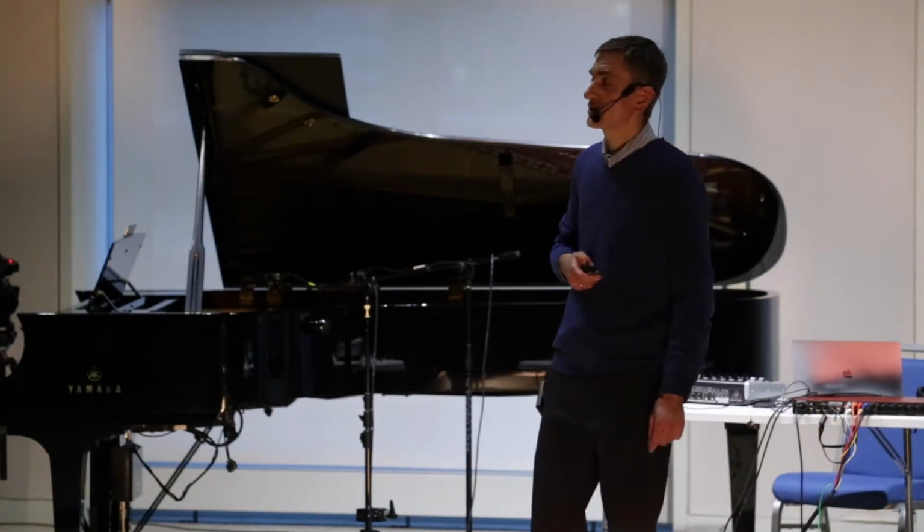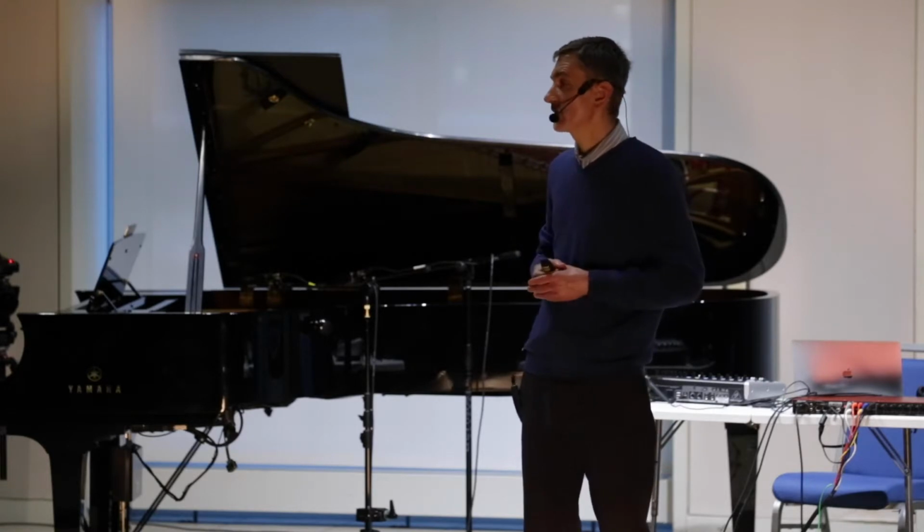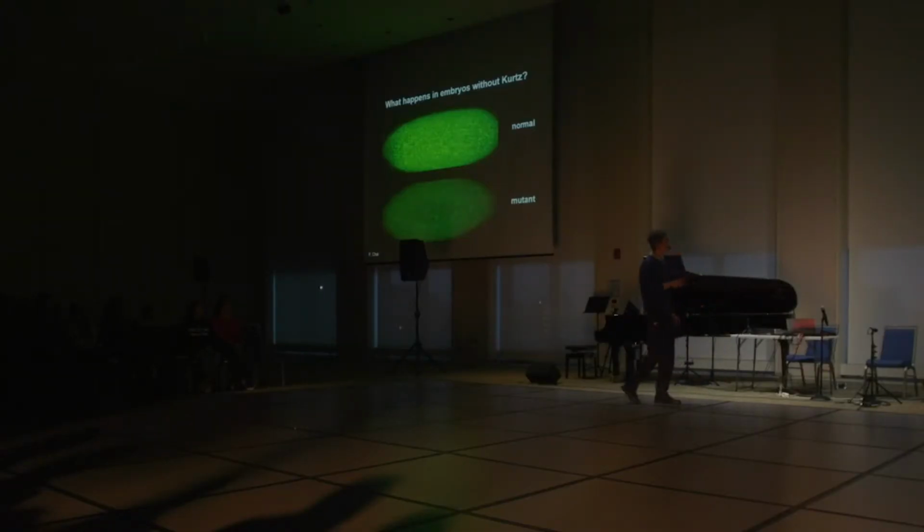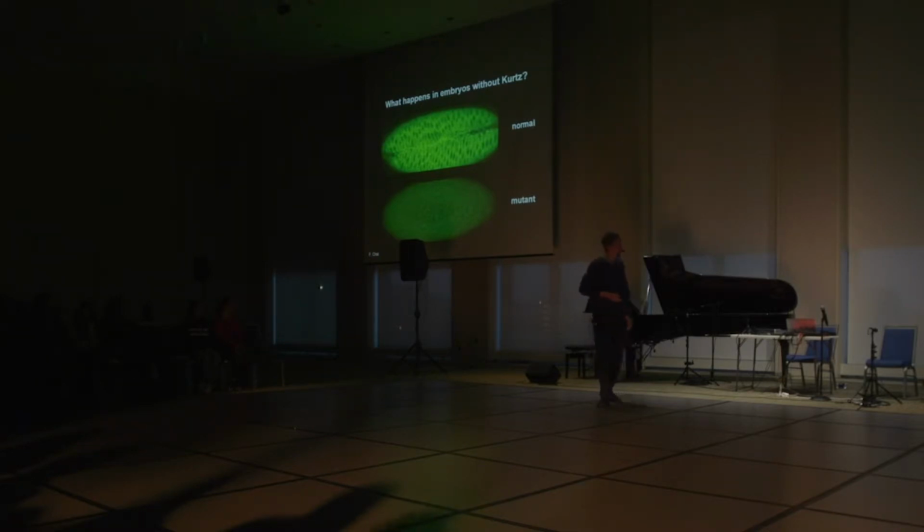So let me show you a couple of videos that show you what happens in the embryo that doesn't have Kurtz. First, let's look at the top here. This is the normal embryo, and when the process of gastrulation happens, you can see a spike of activation of myosin shown in green here, and its concentration in the middle of a cell. Then the cells can relax after that and internalize into the embryo and complete gastrulation.